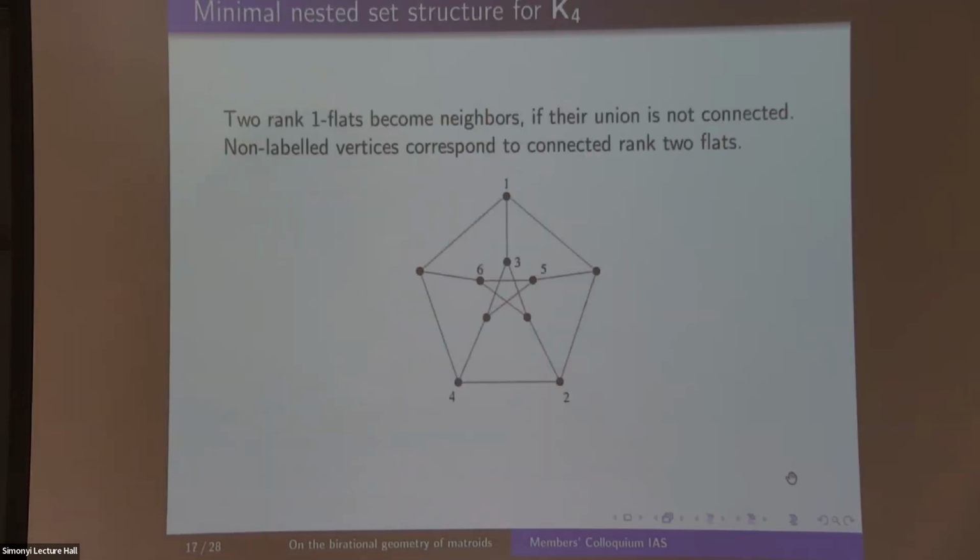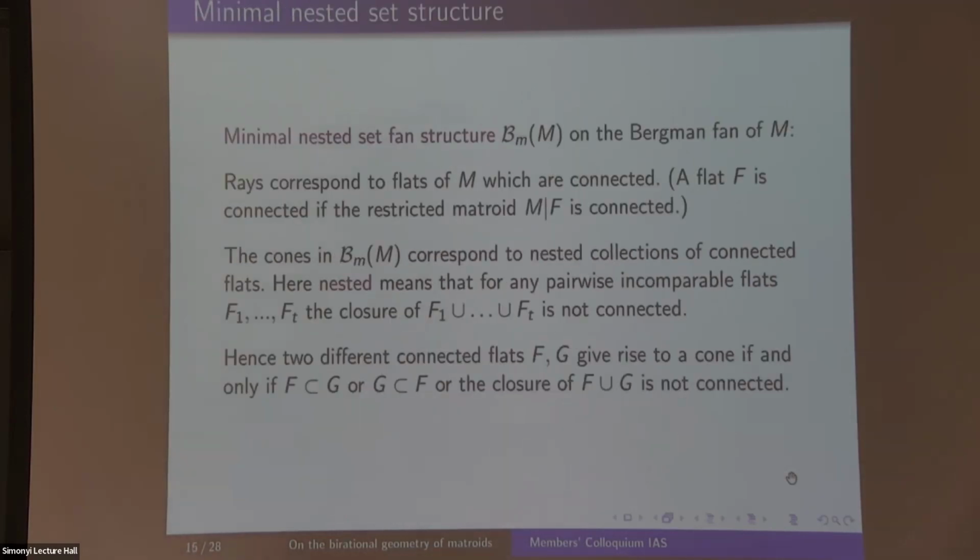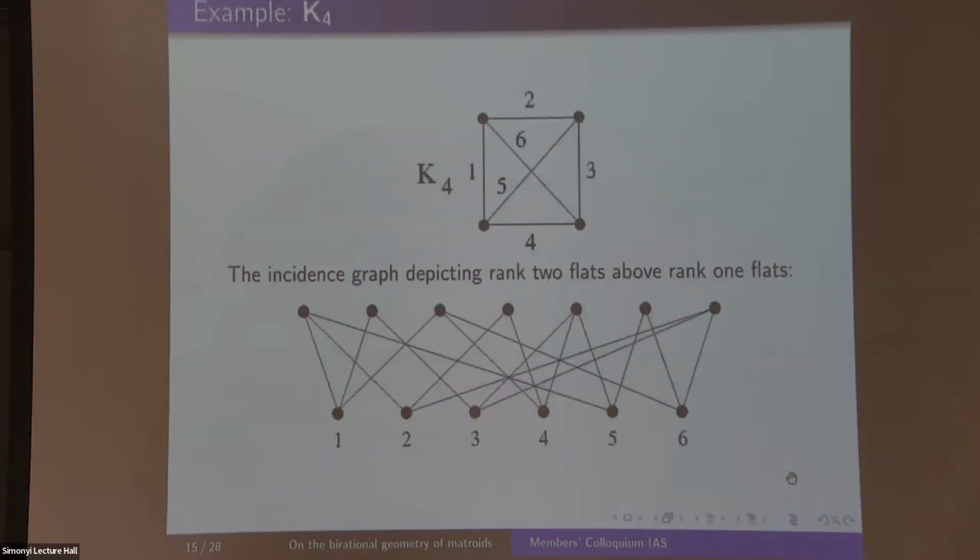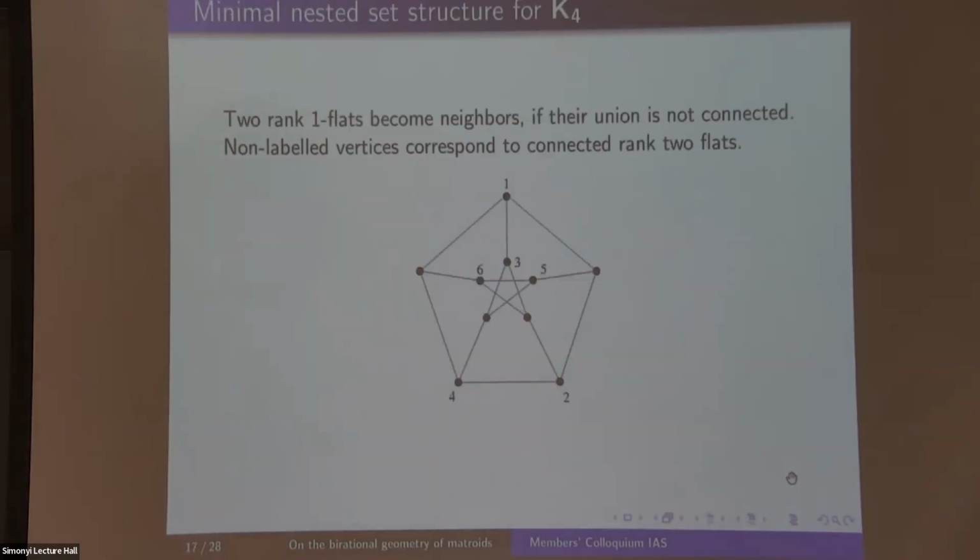Could you refer again to the definition? Yes, the definition is you keep the connected flats, and cones are given by nested sets, and a subset is either nested, so it forms a flag of flats, or the closure of the union is not connected. So there is an alternative to being nested, by forming something non-connected. There are 2 ways of being nested. And if you throw in the ranks, you don't have to worry about them. Okay. I hope it's clear in the example.